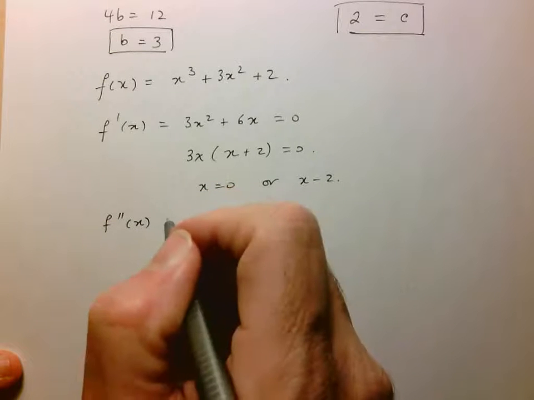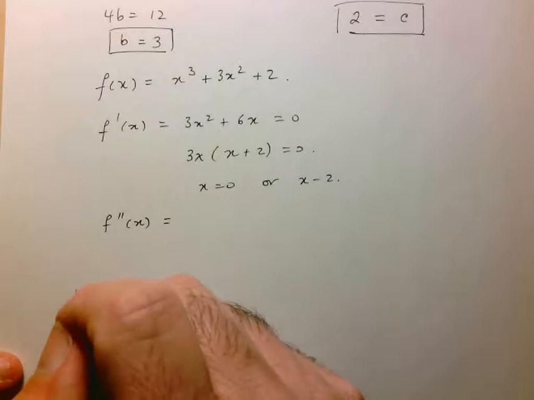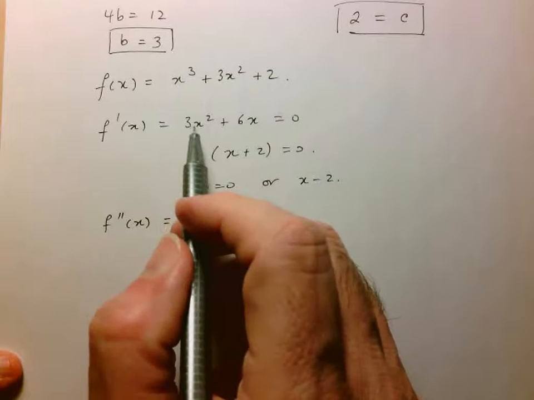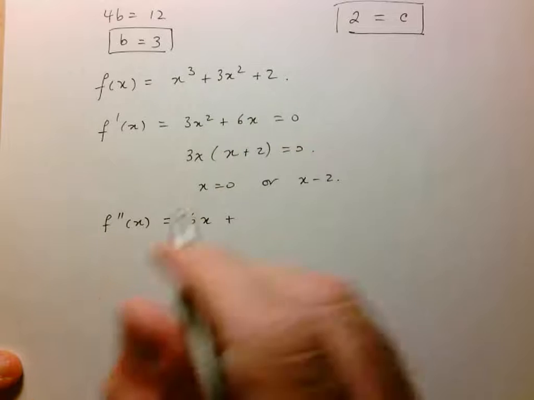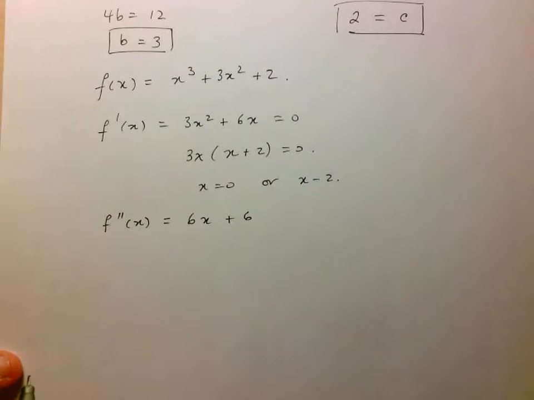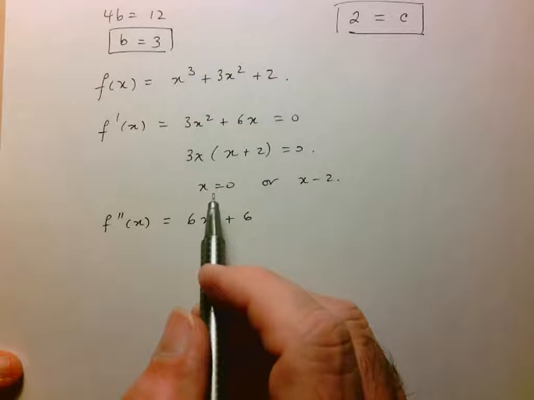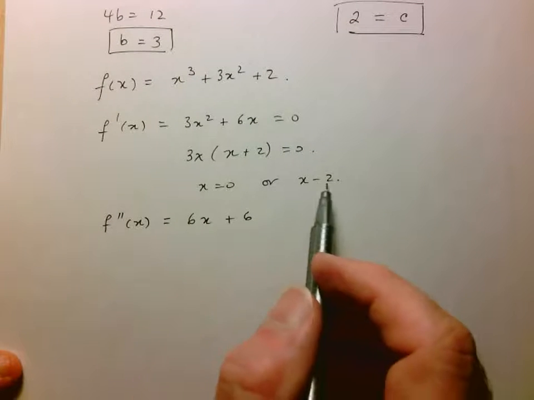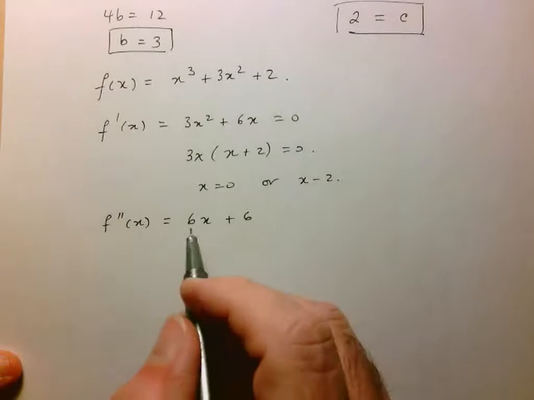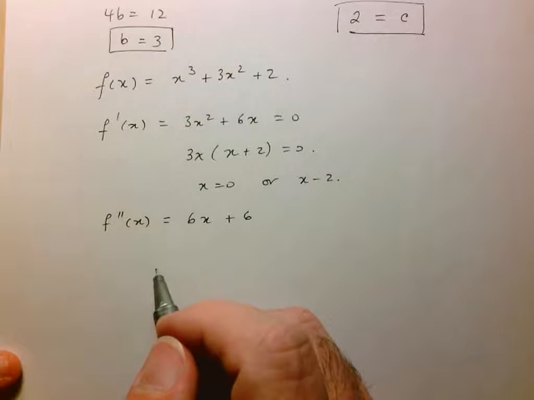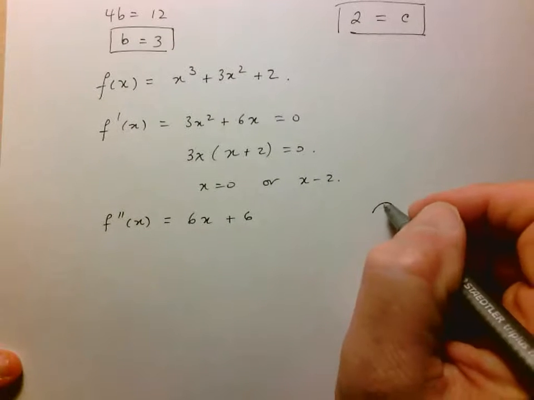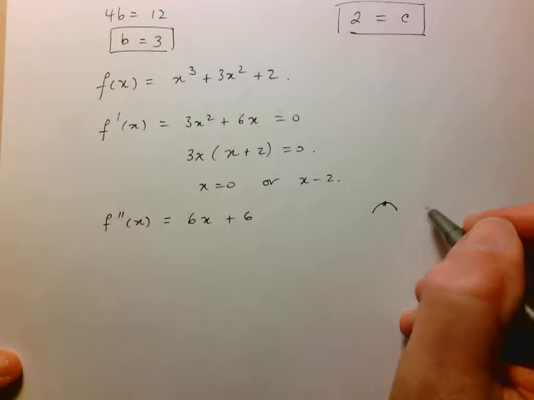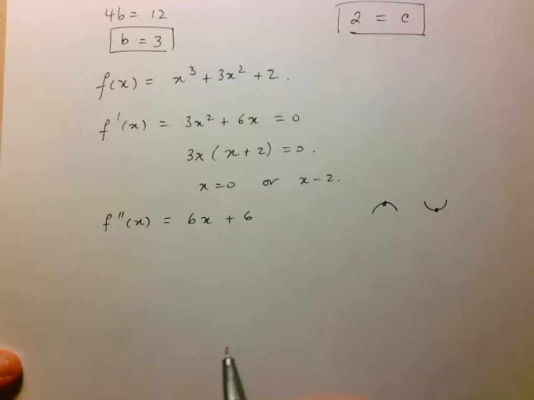Okay, so let's find the second derivative. Okay, so here we have the derivative of 3x squared is 6x plus the derivative of 6x is 6. Okay, and what the second derivative tells us is that if the function's derivative is 0 at a particular value, then the sign of the second derivative will tell us if it's a local max or min. Okay, so if the function is concave down there, then we must have a local max, and if it's concave up, we must have a local min. Okay?